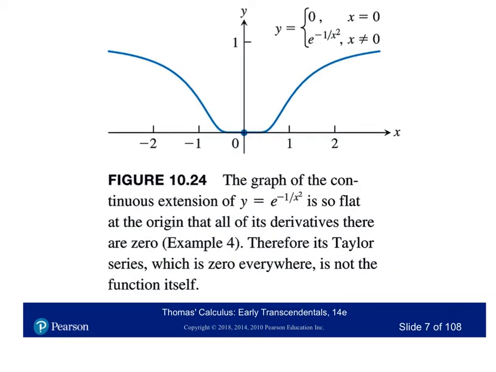They could even do a piecewise. It's e to the -1 over x squared. It's flat at the origin. All the derivatives there are 0. So there's an interesting convergence there.